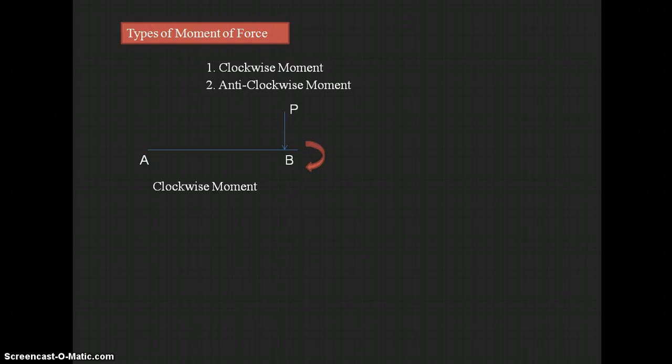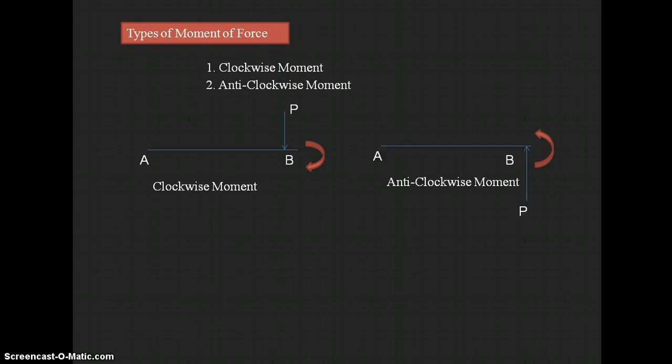And next is types of moment of force. We have two types: one is clockwise moment and another one is anti-clockwise moment, based upon the direction of the force acting on a body, which is trying to rotate it in a particular direction. So take an example of an AB bar on which a force P is acting. With respect to A, this AB bar can rotate in a clockwise direction, in which the hands of the clock move. So this one is called clockwise moment, which causes rotation in a clockwise direction.